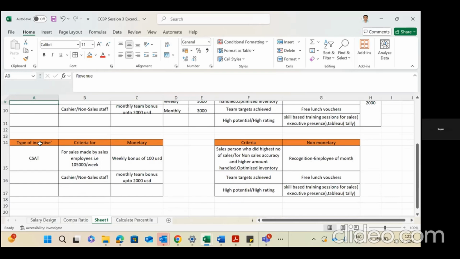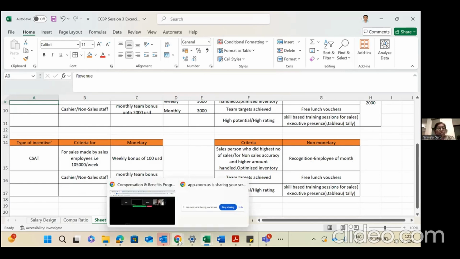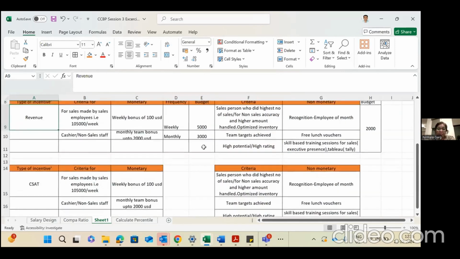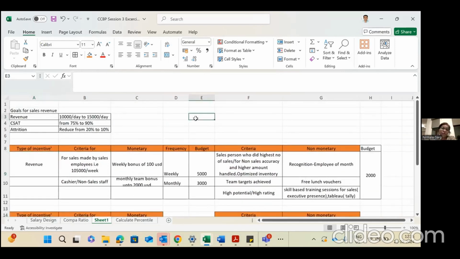Let me give my bit, and if you can just scroll up, I will take those three issues. Essentially, this retail store had three issues: weekday sales, increasing the CSAT, and reducing their attrition percentage. Three main issues.